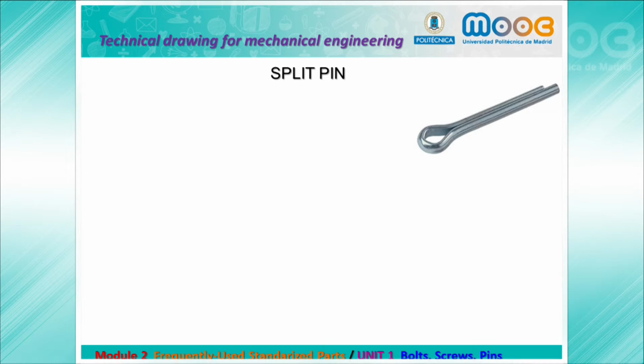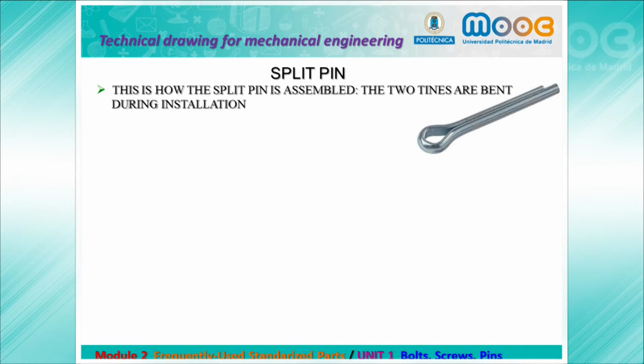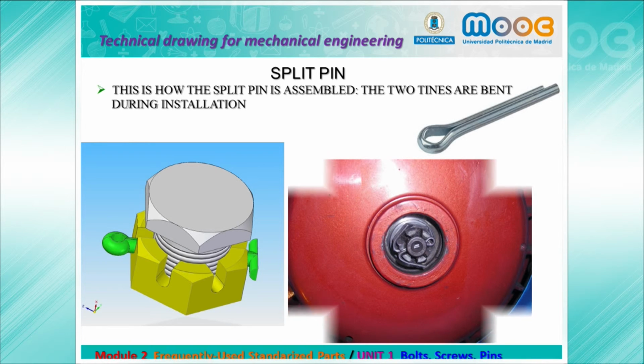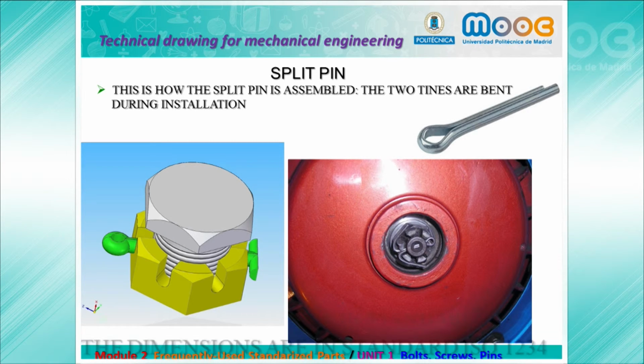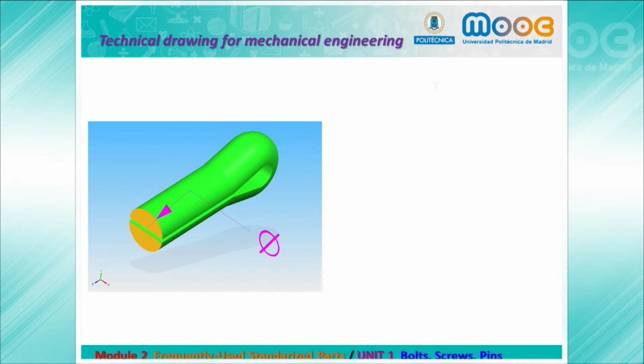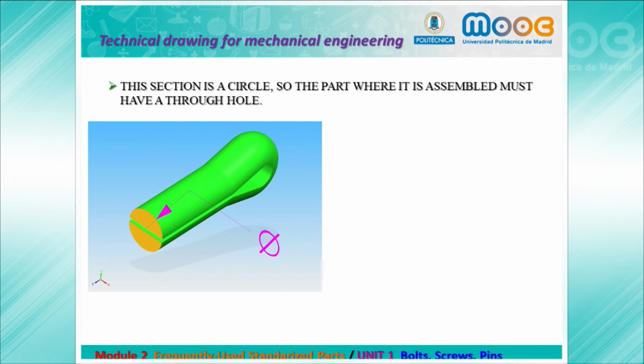Split pins. This is how the split pin is assembled. The 2 tines are bent during installation. The dimensions are in the standard. We have here the pin, and the section is a circle, so the part where it is assembled must have a through hole. The dimensions for this through hole are in the standard.